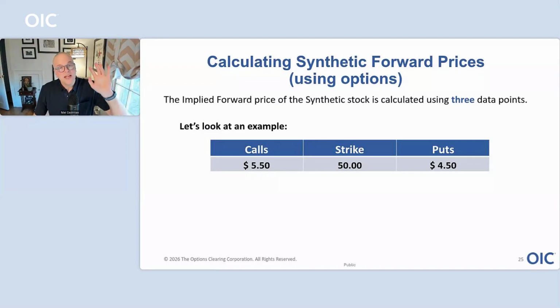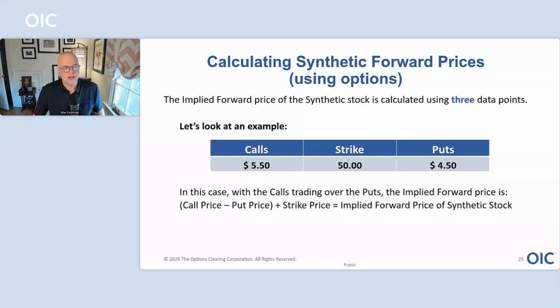So it's the 50 strike call and the 50 strike put. The call's trading 5.5 and the put is trading 4.5. In this case, the calls are trading what we call over the puts, meaning they're more expensive than the puts. They have more premium in them. The implied forward price is then going to be the call price minus the put price plus the strike price. That's it. That's how you figure out where the options are pricing the underlying for the next however many days.